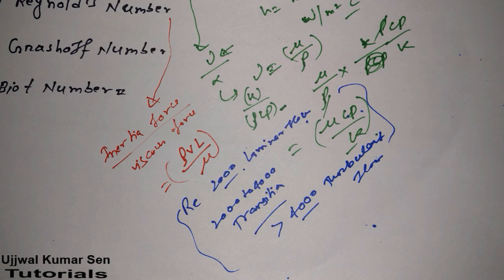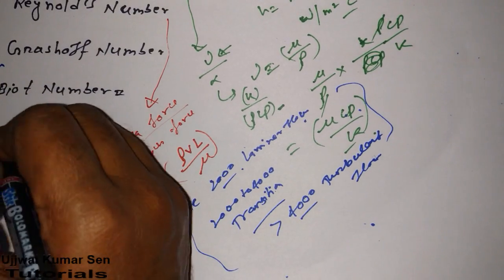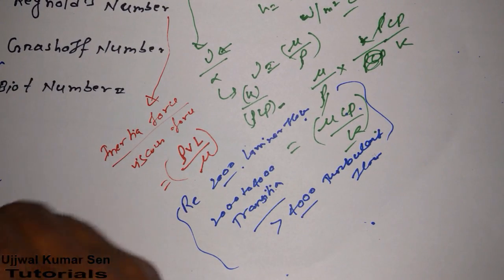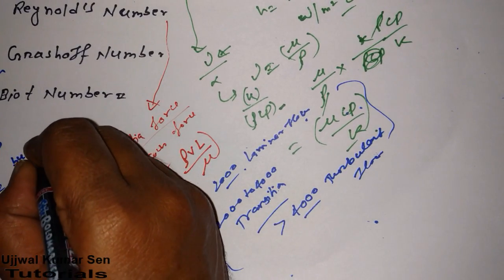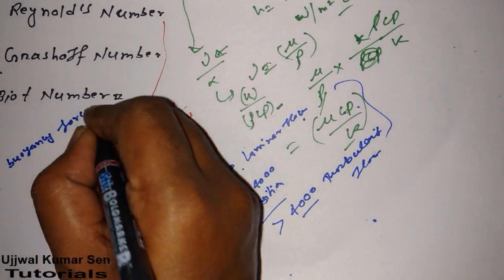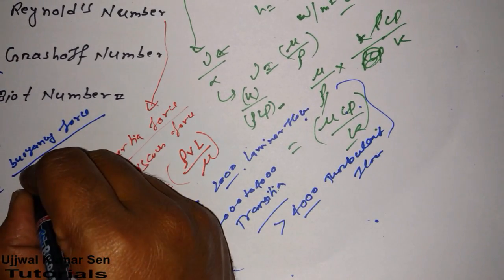So this is all about Reynolds number. So till now what we have studied: Nusselt number, Prandtl number and Reynolds number. These three numbers are really important. Now the next number is known as Grashof number. So the formula for Grashof number is buoyancy force divided by viscous force.